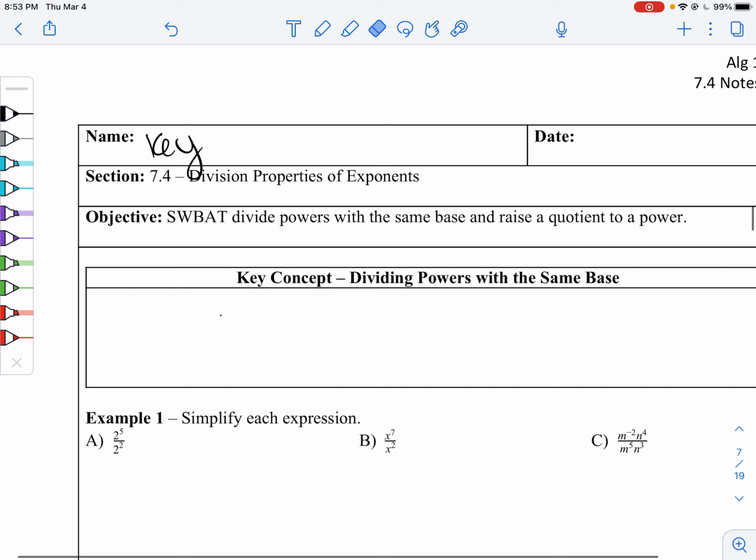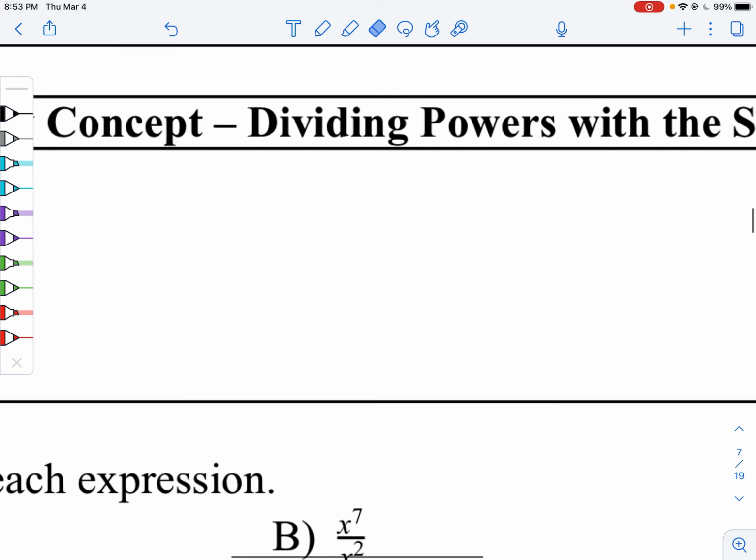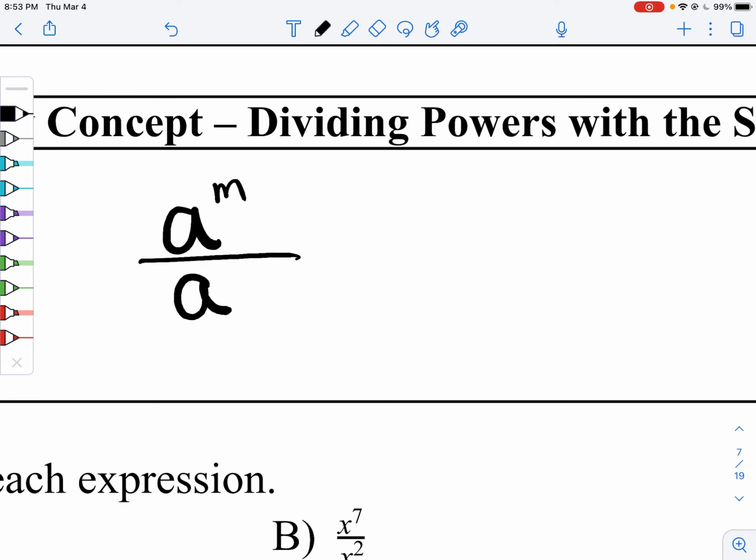Here's your key idea. Are you ready? Too bad. Here it comes anyway. Let's say you have some base to the mth power divided by that same base to the nth power. This divide sign becomes a minus. So that gives you that base to the m minus nth power. That's it. That's the whole lesson. See ya. I'm just kidding.